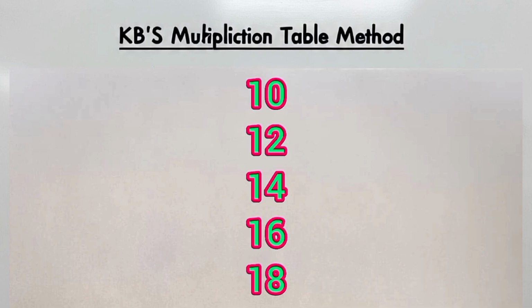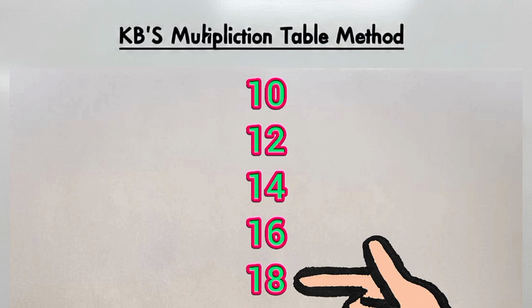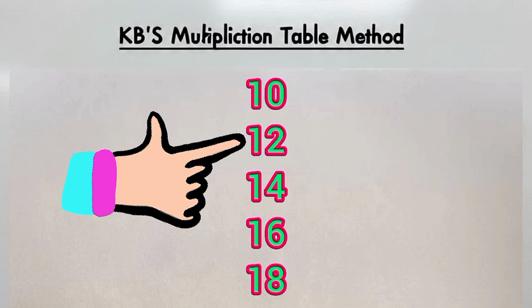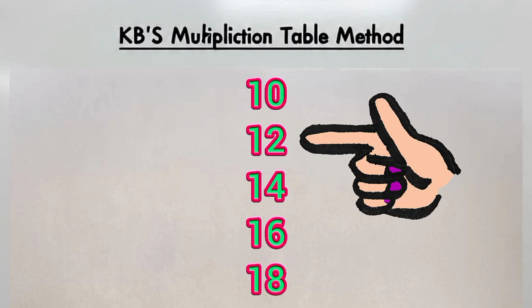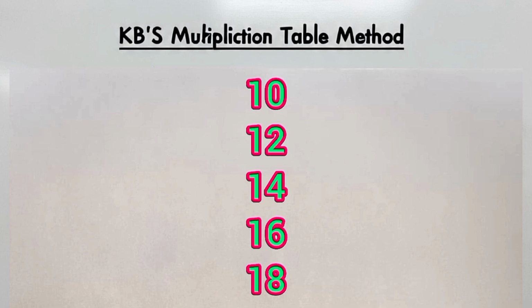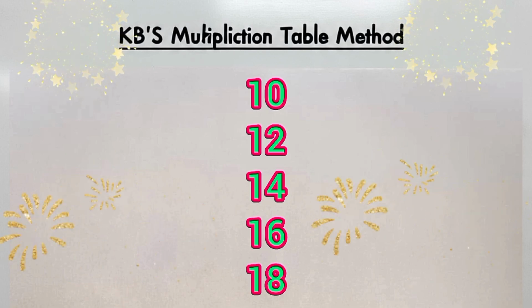Here we have the double-digit numbers that start with 1. That is 10, 12, 14, 16, and 18. Let's say them together, kids. 10, 12, 14, 16, 18. You're doing amazing. You can see how multiplying by 2 just adds 2 each time.